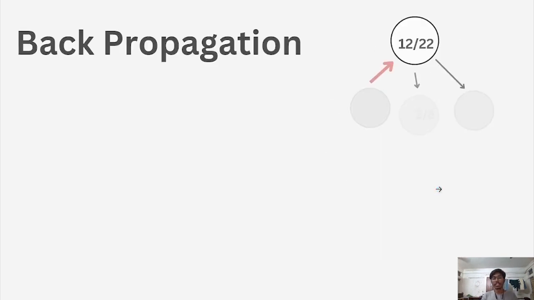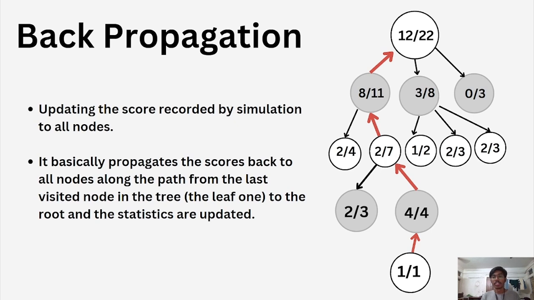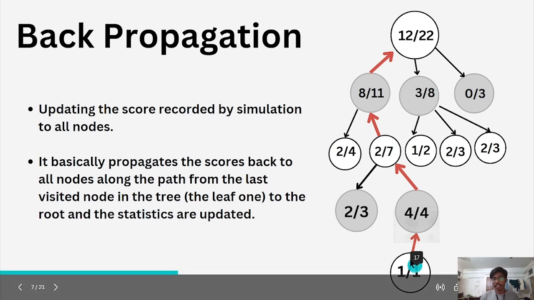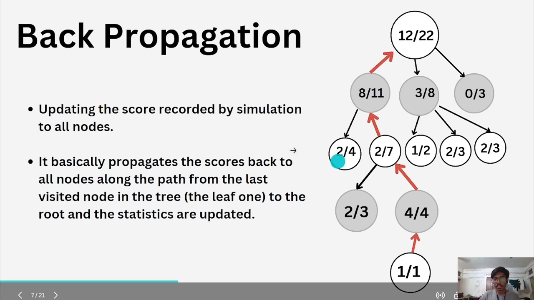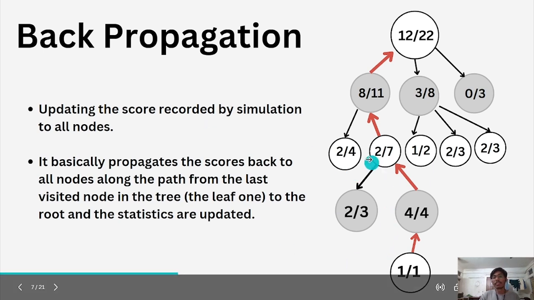Next comes the final step, which is backpropagation. We have recorded the win or loss from the simulation. Now, how do we update it to all the nodes that were visited? Here comes backpropagation, which helps us to update all the statistics that are recorded back to the game tree.